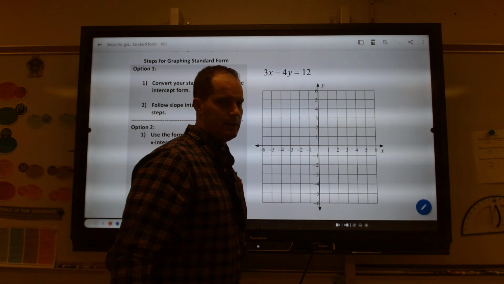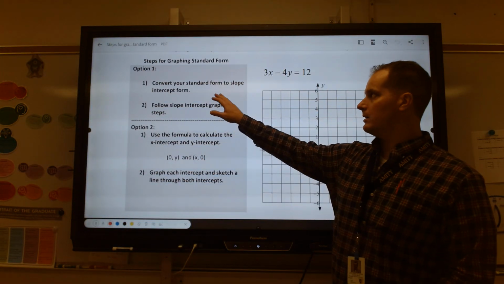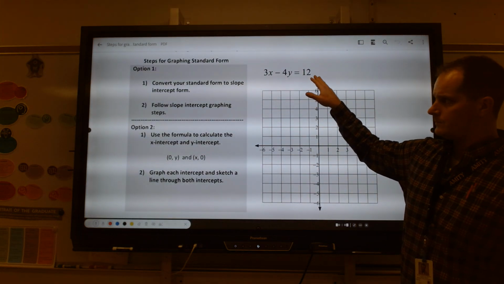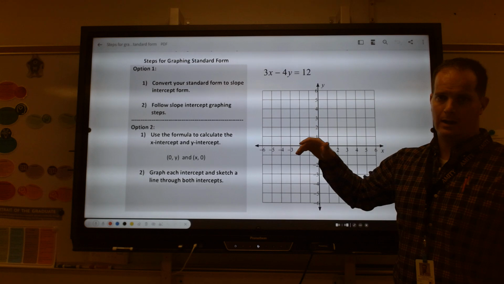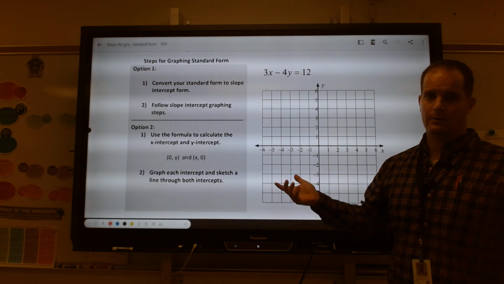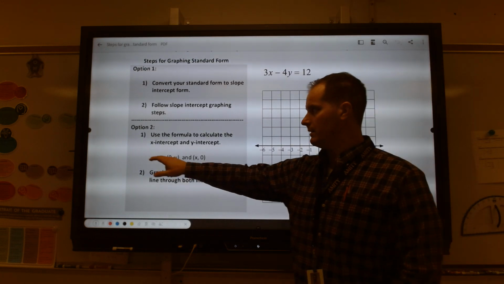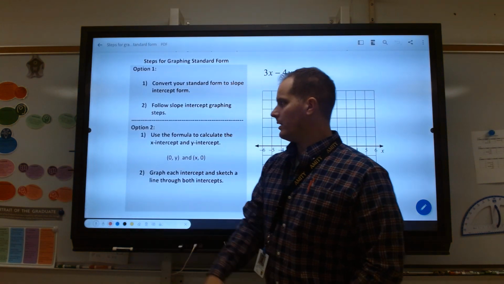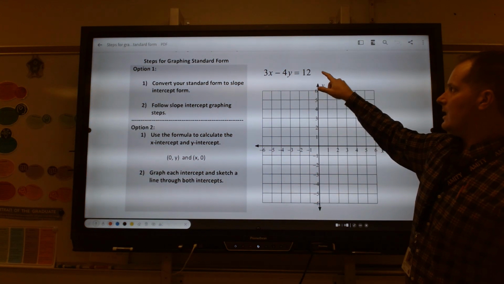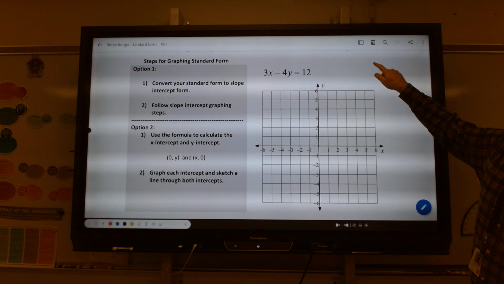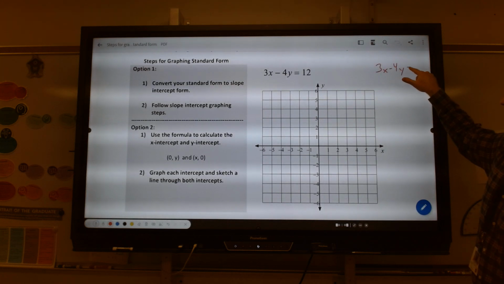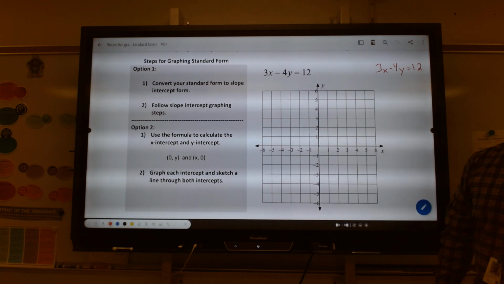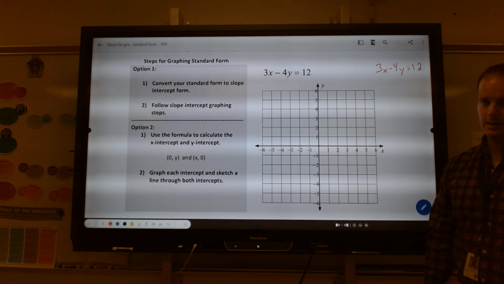So option one is that anytime you're given a linear equation, you can convert it into slope-intercept form. Now we know that slope-intercept form is y equals mx plus b. So if we take a look at option one in this case, option one says to take our equation, which is 3x minus 4y equals 12, and we're going to convert it into y equals mx plus b.